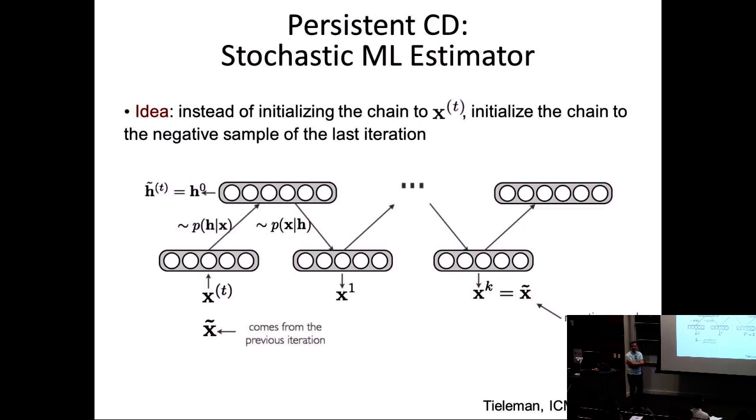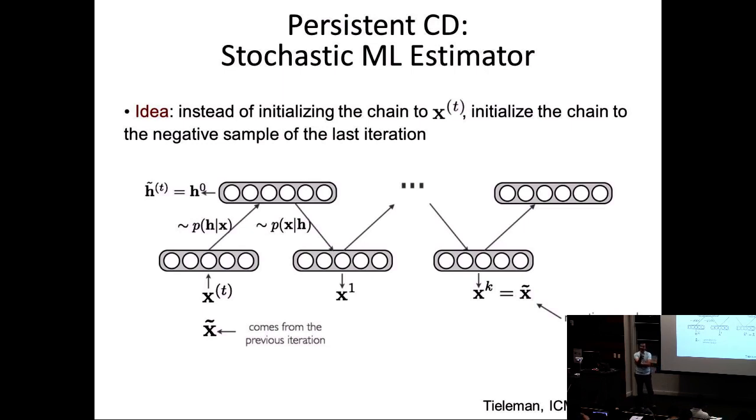Yes? When you say negative sample, you just mean the xk? Yes, that's right. Yeah, it's the definition of negative samples. So maybe I can just clarify. The xk is a sample from your Markov chain, right? And so sometimes people call it a negative sample because it's a sample from the model. Positive samples are sometimes referred to as the data, right?